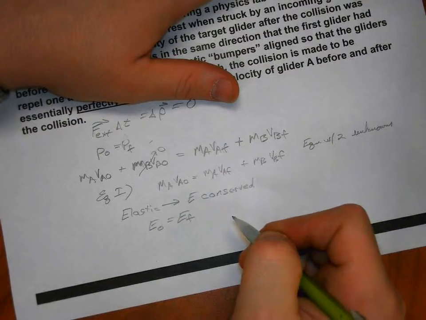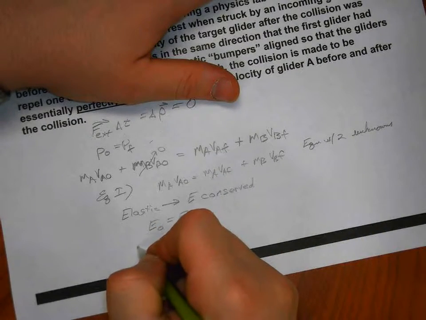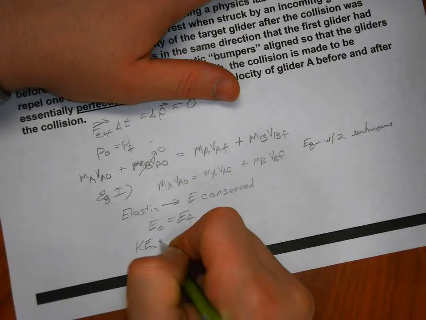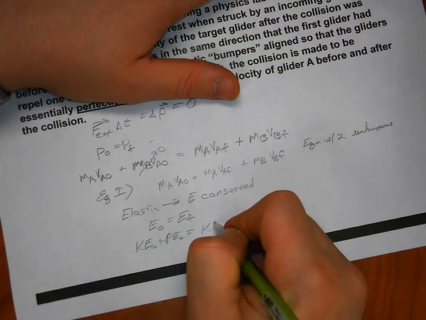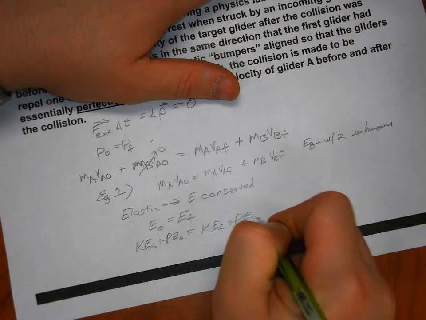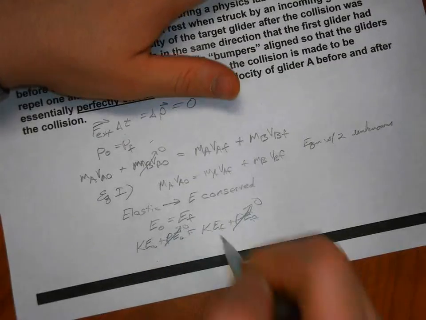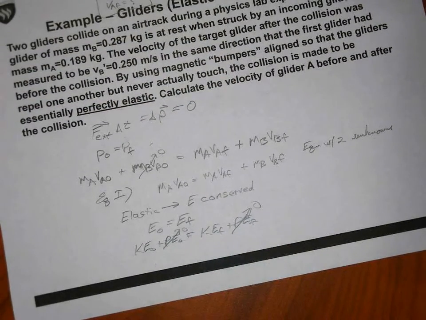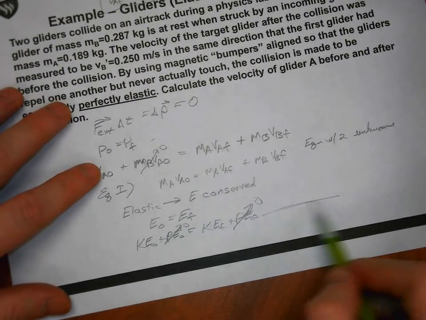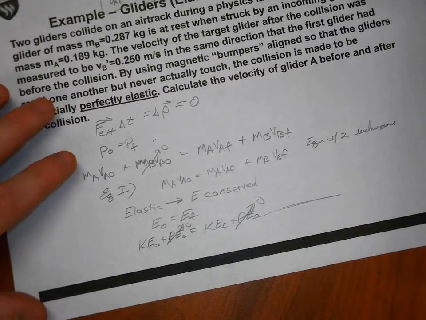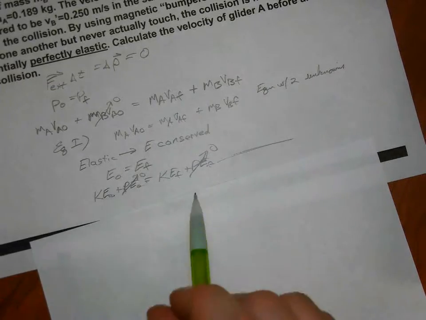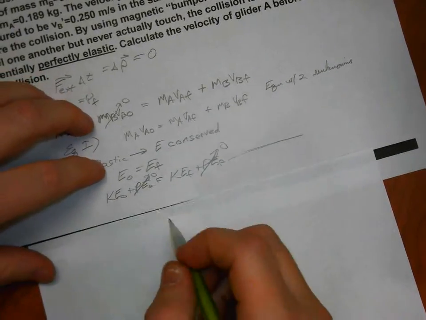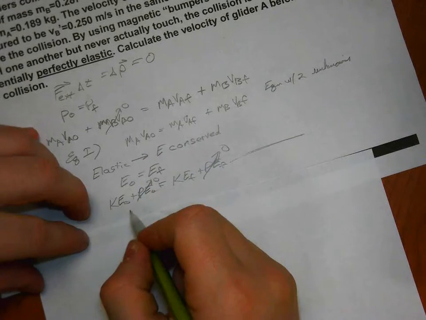Is there any potential energy? Well, let me just write that. KE initial plus PE initial. This is the energy of the system, remember. KE final plus PE final. Well, potential energy, we can't say that the potential energy is 0, but we can say it's the same in the beginning and the end because they're moving horizontally, so there's no gravity playing a role here. So the potential energy goes away.